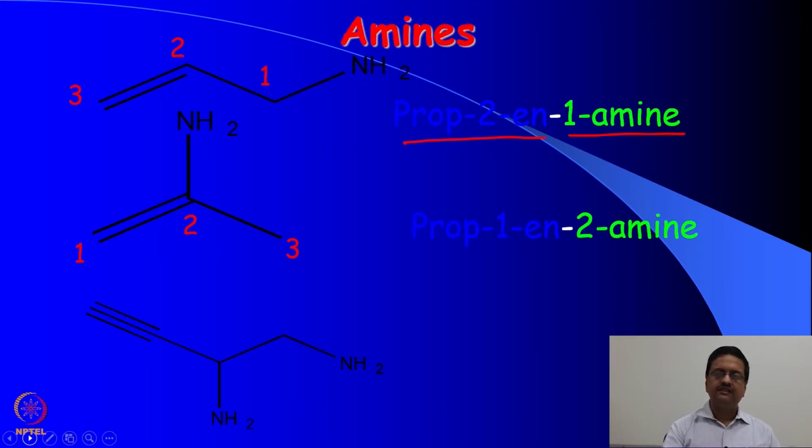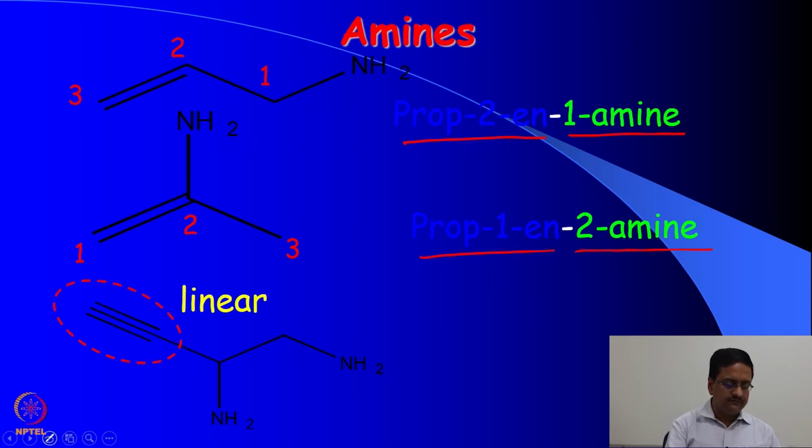The second compound is named as prop 1 en 2 amine. Why? Because now, if you try to number it in any direction, from left to right or right to left, NH2 group always appears at number 2. But now, if you write it from left to right, the en comes at number 1 position. Therefore, it should be written as prop 1 en 2 amine.